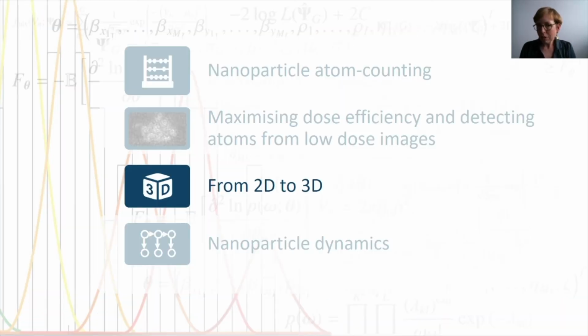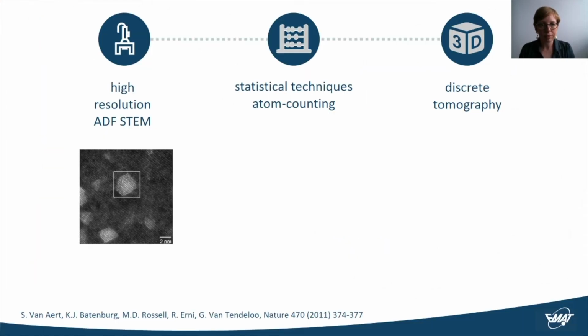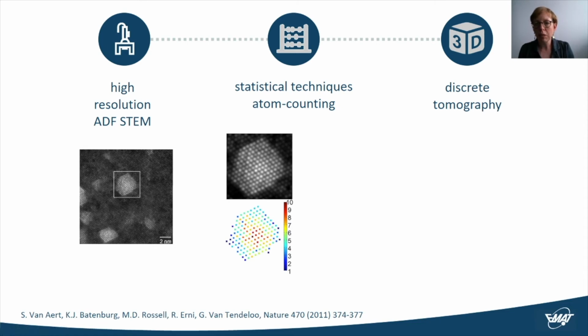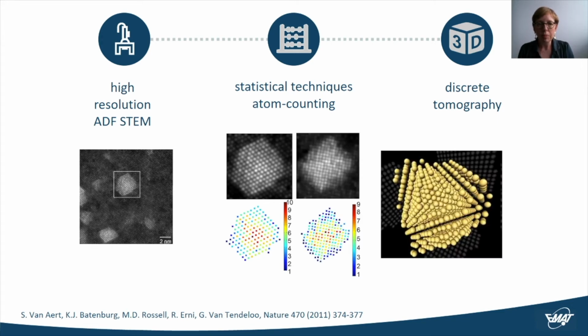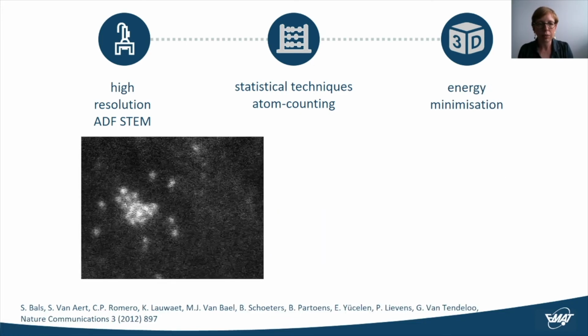Now, from the atom counts, the goal is next to get an idea of the 3D atomic structure. Back in 2011, we were able to obtain an atomically resolved 3D reconstruction of a silver particle embedded in an aluminum matrix. To achieve these results, we acquired high-resolution ADF STEM images from which we counted the number of silver atoms in each column. This procedure was repeated from an extra viewing direction, and by combining atom counting results of the same particle from those two viewing directions, we could then determine the 3D atomic structure using discrete tomography.